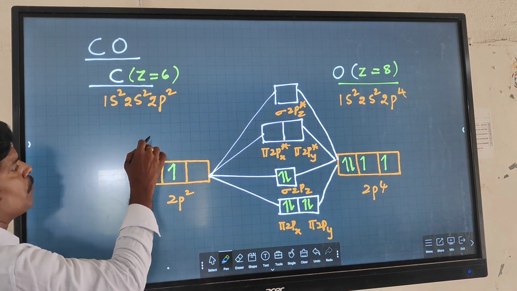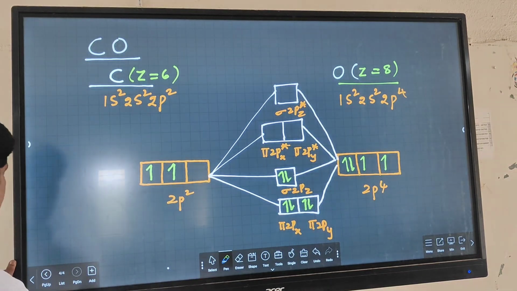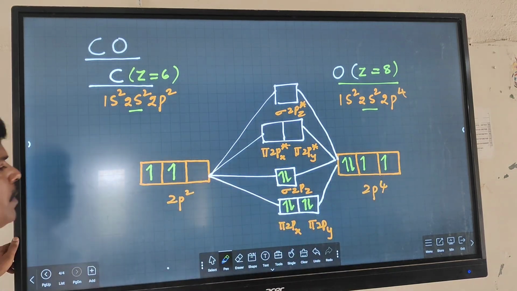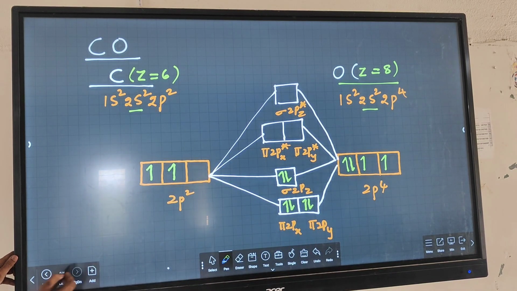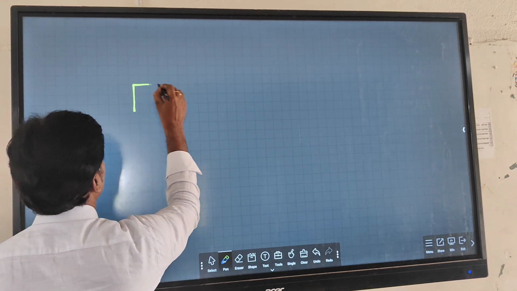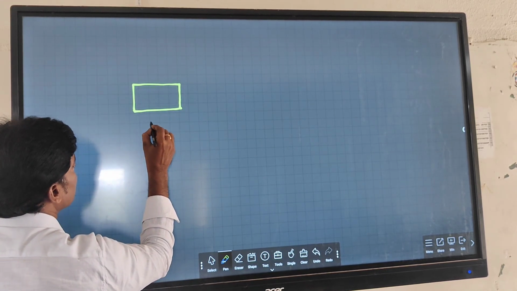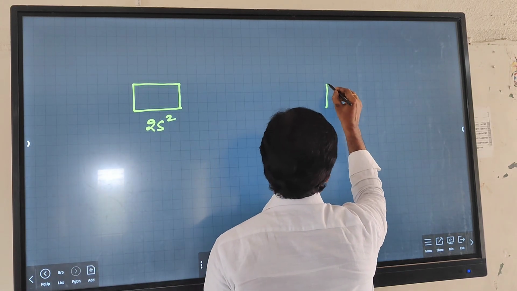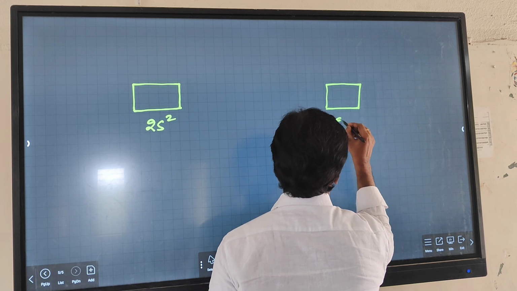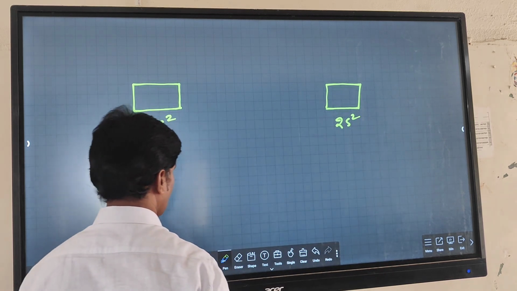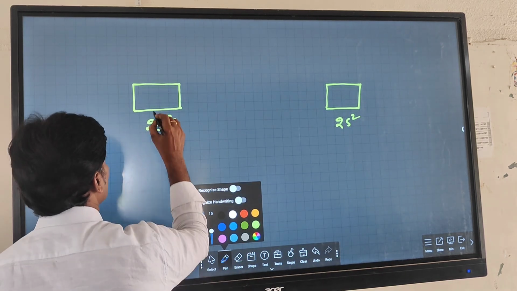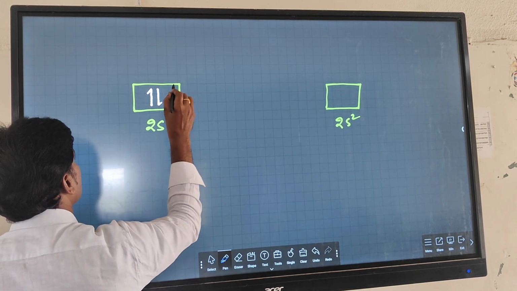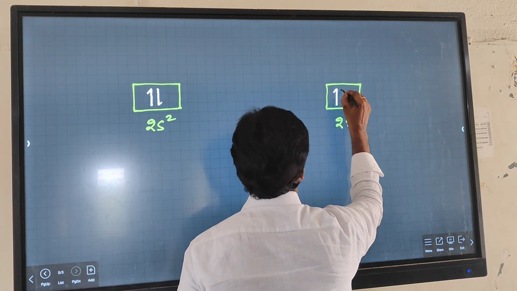So here, regarding 2p2 and 2p4, I completed this diagram. Next, 2s2. How do these atomic orbitals combine together to form molecular orbitals? Let me show. Here, this is the 2s2 from carbon. The s orbital is only one, and this one is also 2s2 from oxygen. So the s orbital is only one box and it contains 2 electrons. So I will show you the electrons like this.